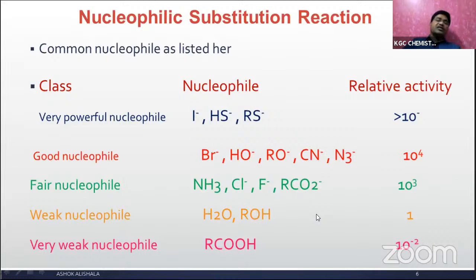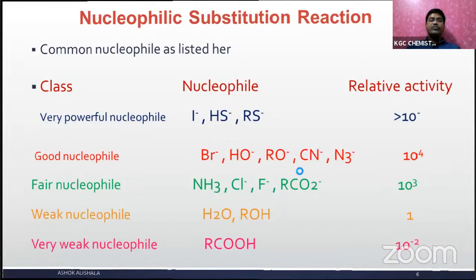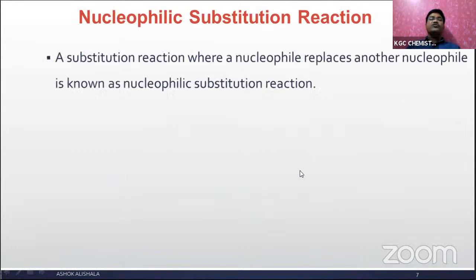This you remember. Sometimes you may get a question: among the following, which will be a strong nucleophile, which will be a weak nucleophile. In this way, you remember that. Okay. Among the halogens, iodide is strong, bromide is good, and chloride and fluoride are fair. Okay. This is the case. You remember. Now let us see nucleophilic substitution.